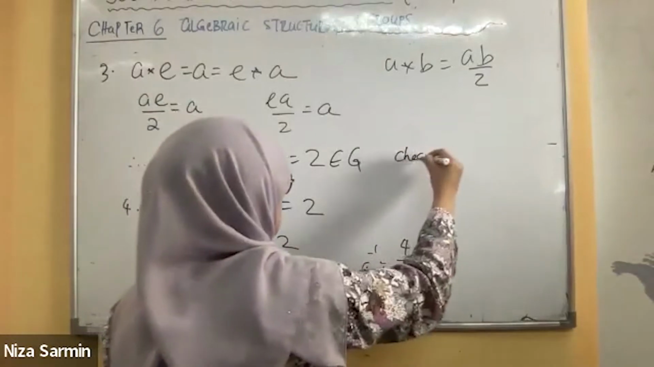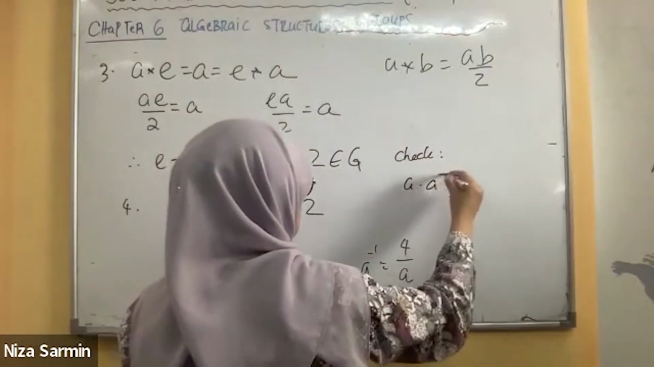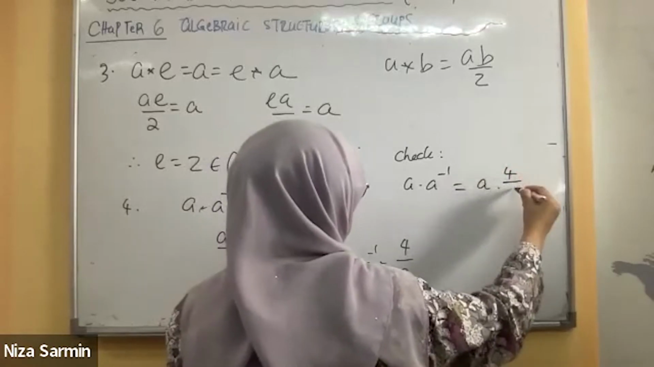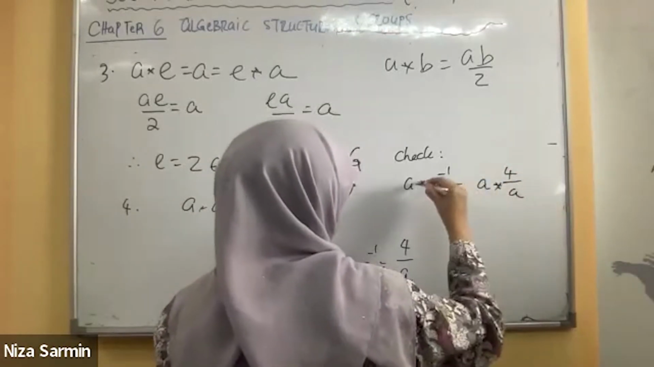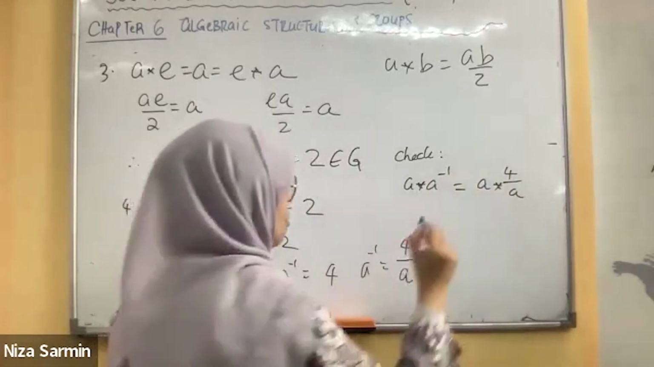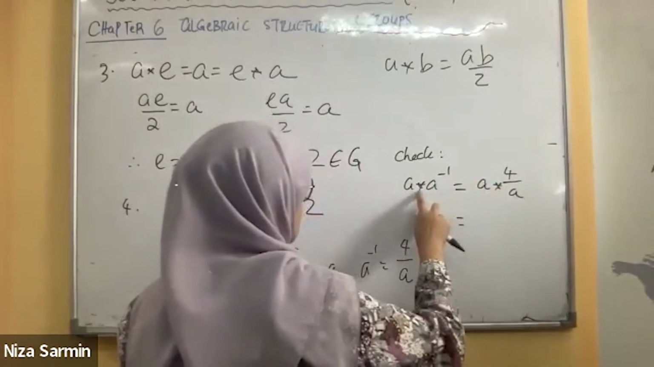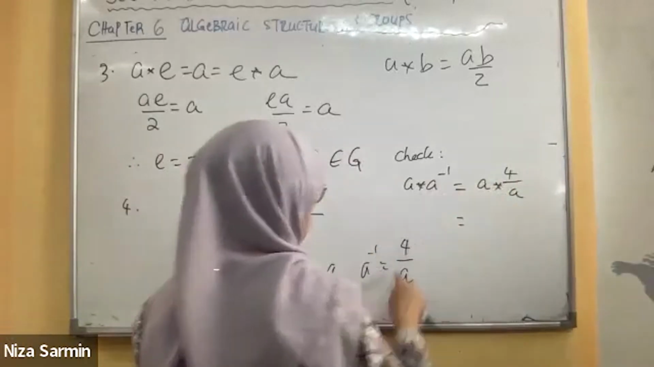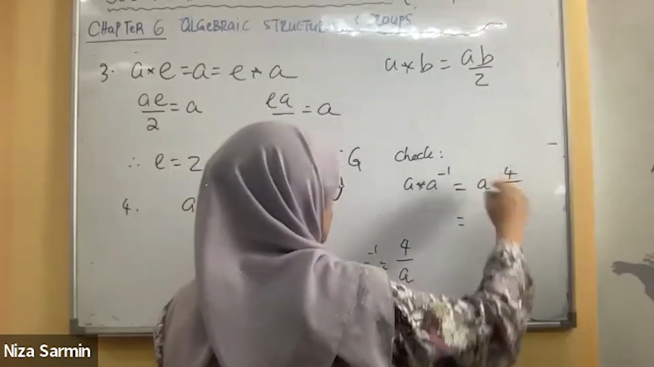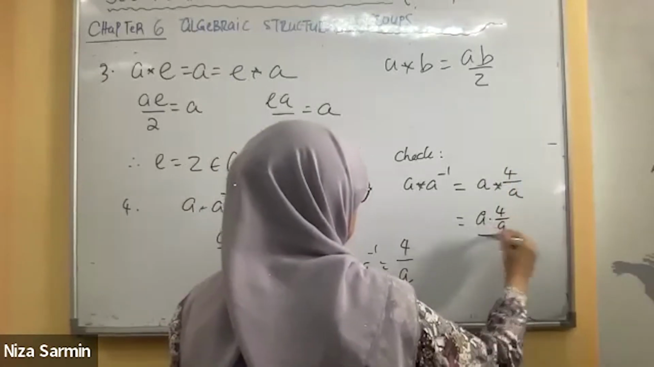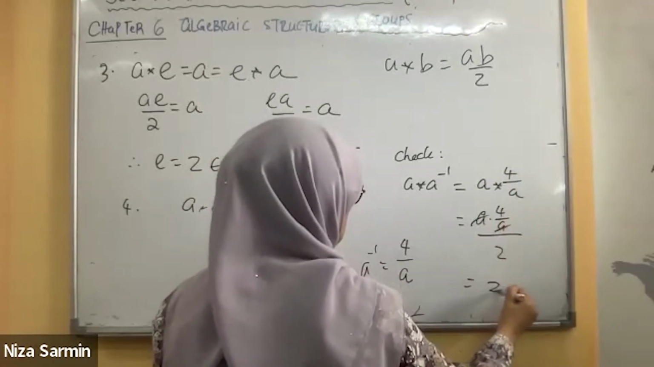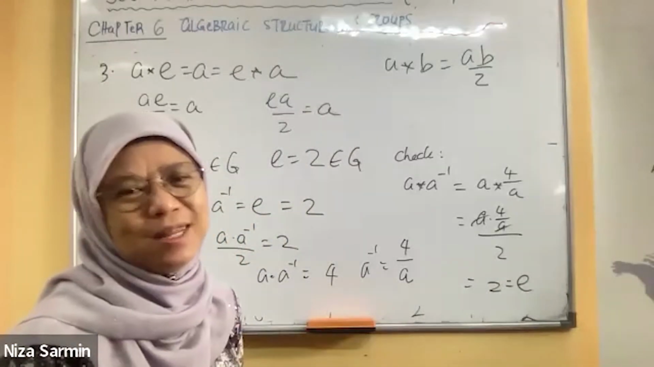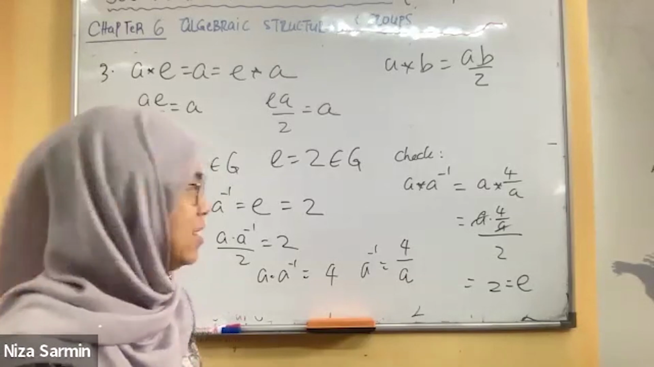Check. a star a inverse, we want to check, is it equal to 2? So a star 4 over a, using ab over 2, is a times 4 over a over 2, which is 2. Okay, it's a little bit fast, but I'm sure you can go back and try and rewrite.